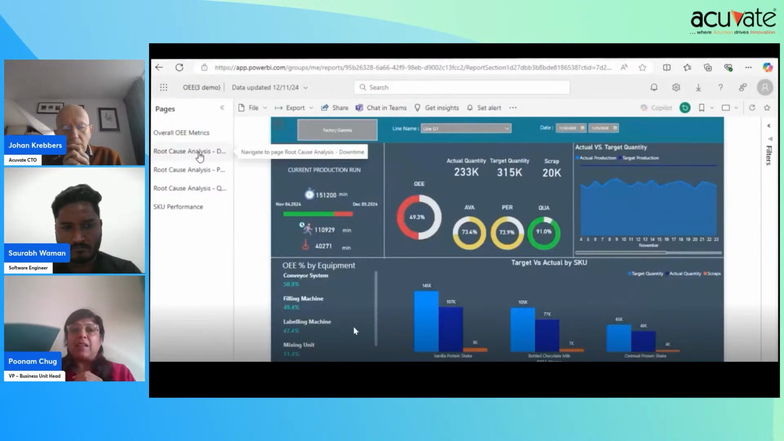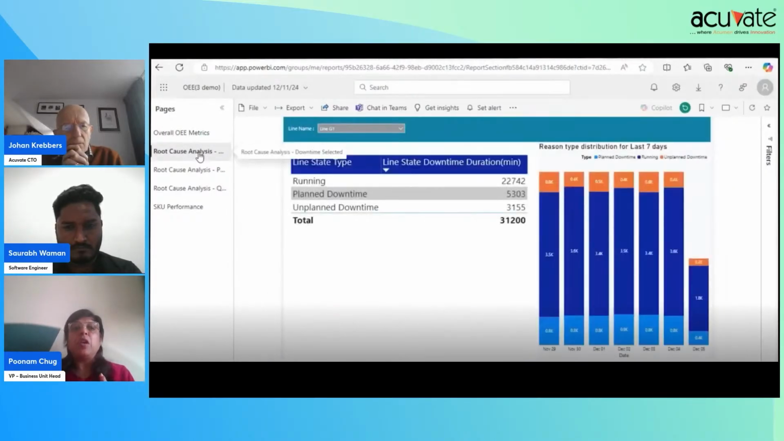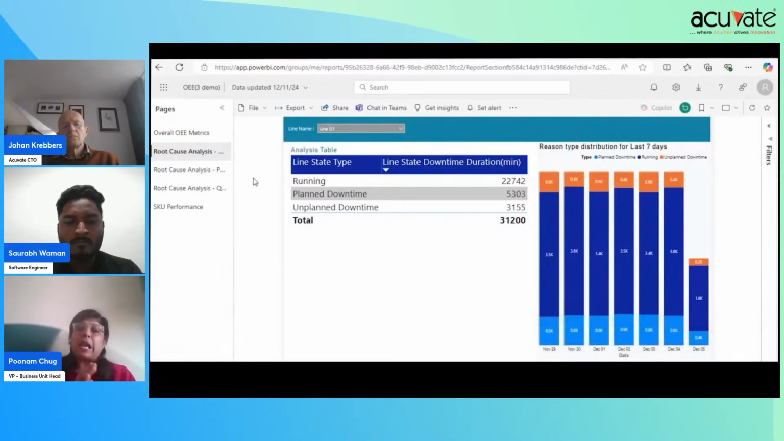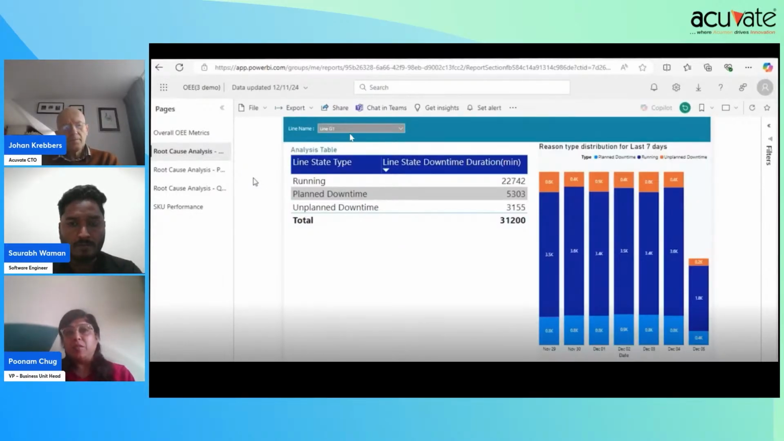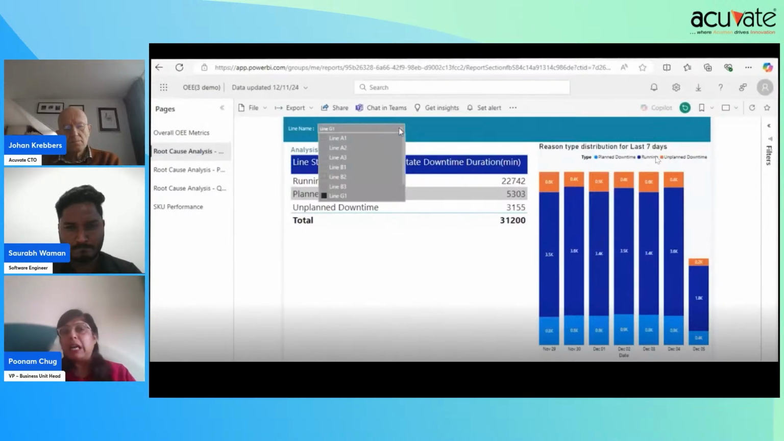Now that I have that level of detail, I want to do further root cause analysis. I want to first focus on the downtime root cause analysis. So we have built some reports around that as well. On the left, you see there was an option for me to choose the root cause analysis for downtime. And the way we have designed this report, because I navigated here from line G1 of factory Gamma, it has selected that view for me. So you see line G1 has been selected here, and it's clearly showing me what was the runtime, the planned downtime, as well as the unplanned downtime for the last 7 days.